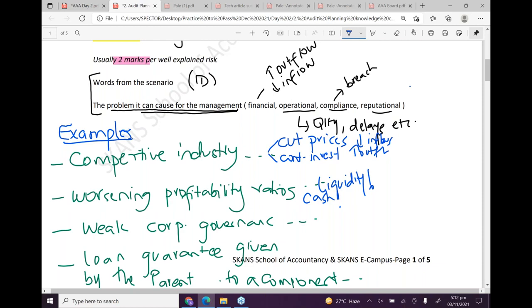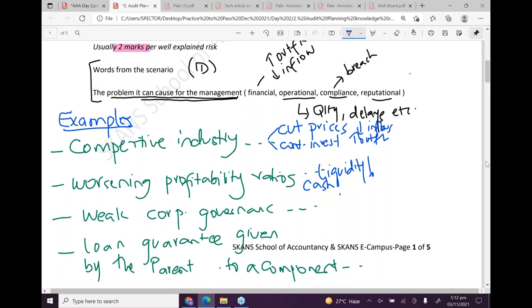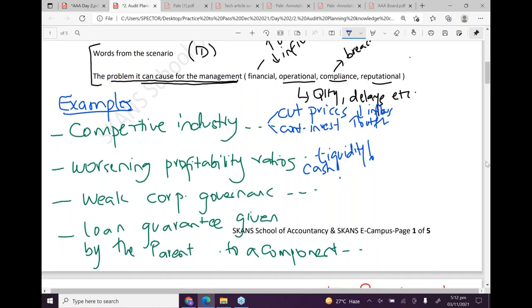Similarly, if your liquidity ratios are worsening, you have to explain the problem. You're going to have issues paying off your monthly expenses. So please explain the problem that these issues could cause for the management. Remember, I've taken examples which are being frequently tested. I've had feedback from my students, even in questions that are not being published. They come and tell me, oh, you know, Afaf, you mentioned that came up as well.